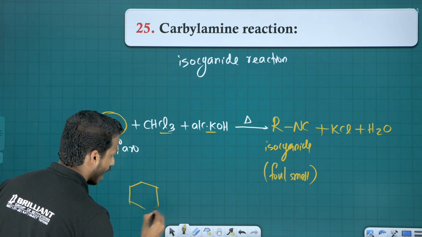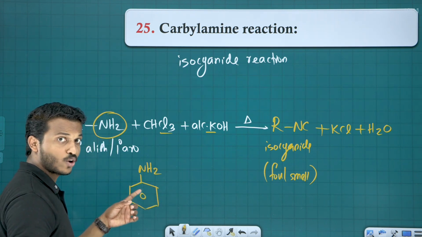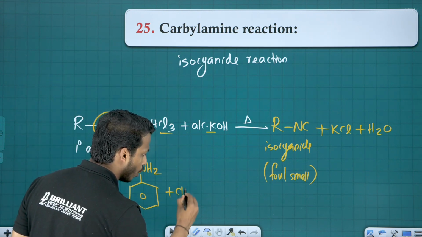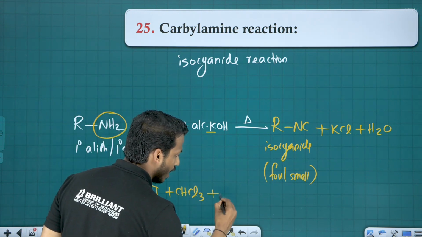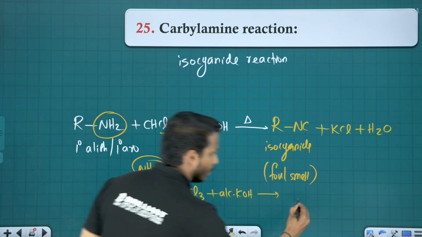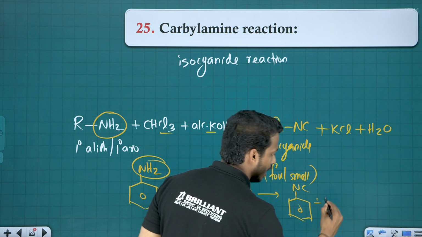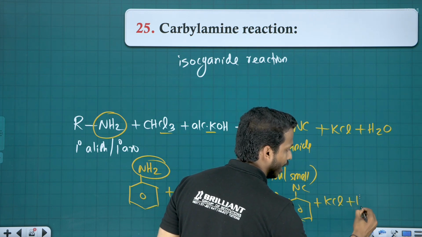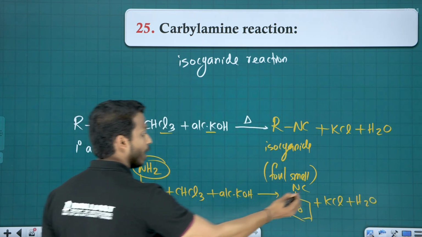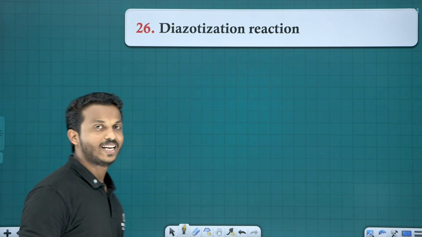For example, I have aniline, okay, aniline. Is it a primary aromatic amine? Yes. Treat with chloroform CHCl3 along with alcoholic KOH. What happened, my dear? NH2 becomes NC, phenyl isocyanide along with what? KCl and H2O. So NH2 becomes isocyanide. Ready. Next one, diazotization reaction.